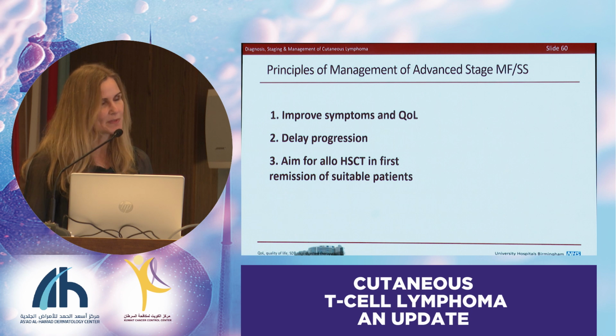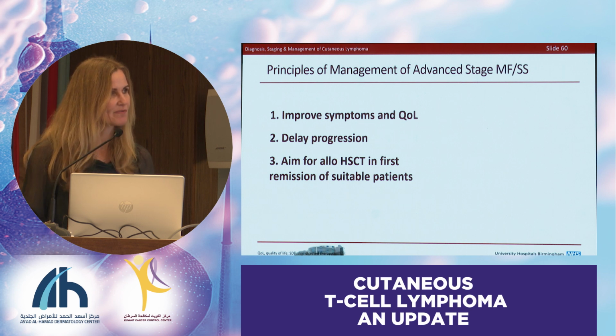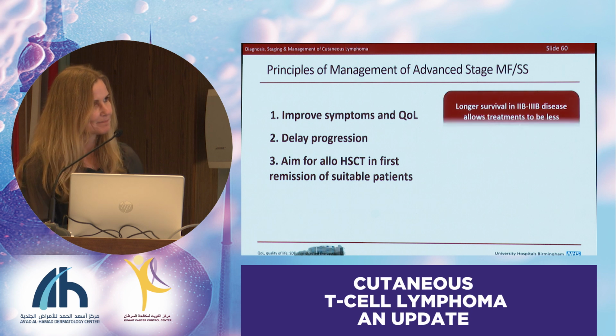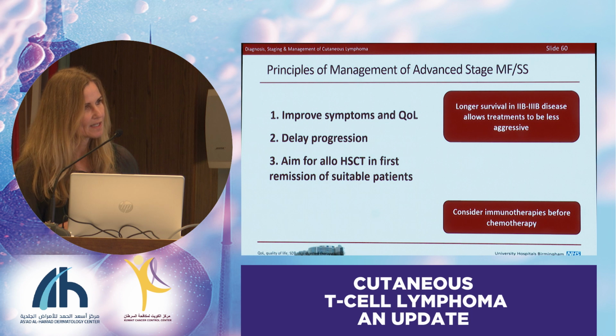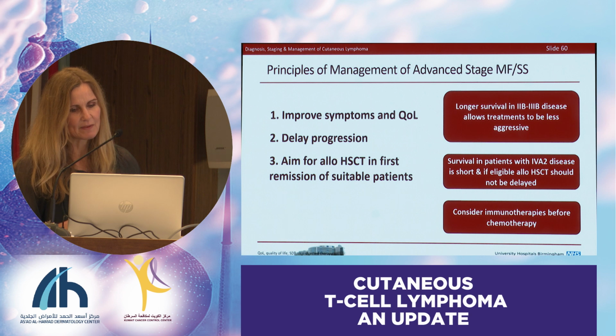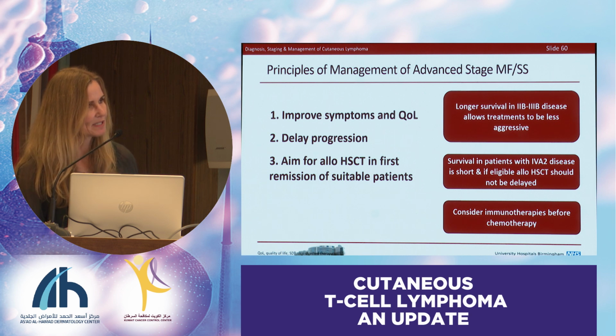So the principles of management of advanced stage are to improve symptoms and quality of life, to delay progression, and aim for an allo stem cell transplant in first remission of suitable patients. A longer survival in patients with 2B and 3B disease is sometimes seen, so sometimes you don't need to be as aggressive. Consider immunotherapies before chemotherapy. And survival in patients with 4A2 disease, so effacement of their lymph nodes, is short, and they should be considered for stem cell transplant, and this shouldn't be delayed.